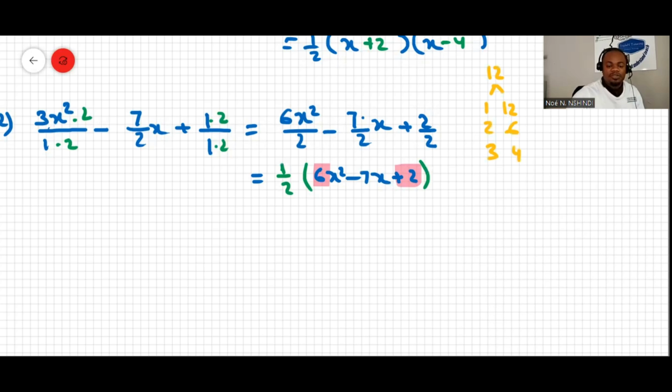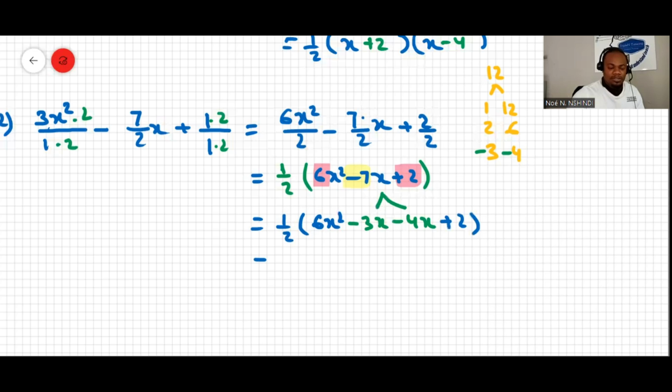3 and 4 also. Now, which pair here can make a sum equal to the coefficient of the middle term, -7? We can see it's only 3 and 4. So this is possible if it's -3 and -4. Of course, note that -3 times -4 makes +12, and -3 minus 4 makes -7. Now, we can split it into 4 terms. So instead of writing -7x, I will write -3x minus 4x, and then plus 2 there.